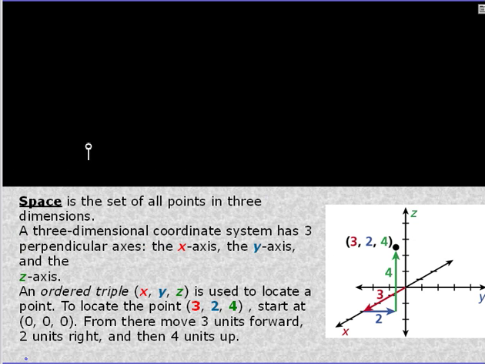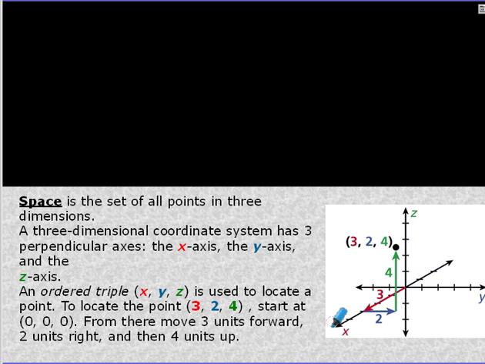Now we're moving into the coordinate plane. Space is the set of all points in 3 dimensions. In the 3D coordinate system, do you notice we now have a z coordinate? The x-axis is coming at you, y is the horizontal one, and z is our vertical axis in 3D. It looks a little bit different, but it's hard to draw a 3D thing in 2D. So think of the graph as sloping down, or kind of skewed, so you can see all 3 of the axes.